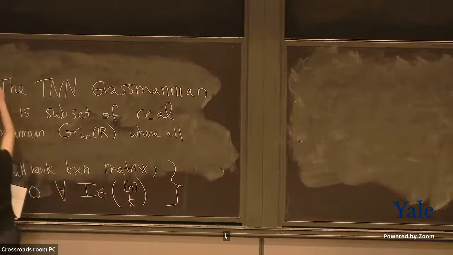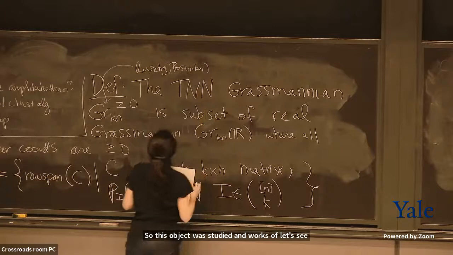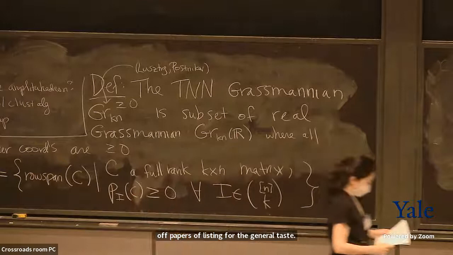Okay. So this object was studied in works of Lusztig, for the general case G mod P, and Postnikov, in the case of the Grassmannian.